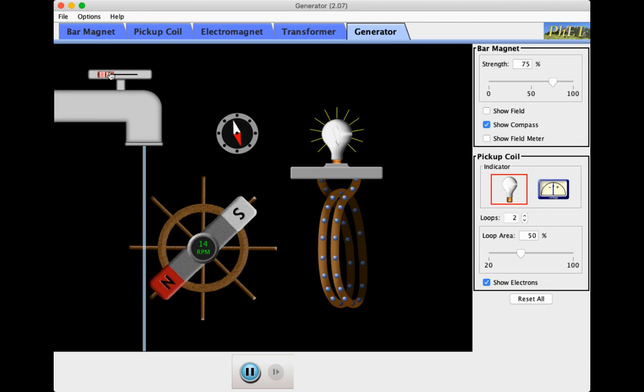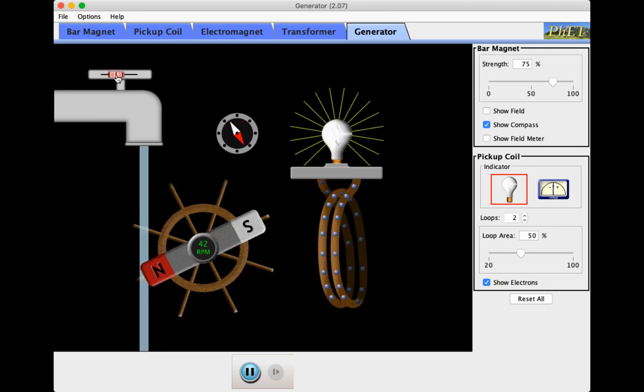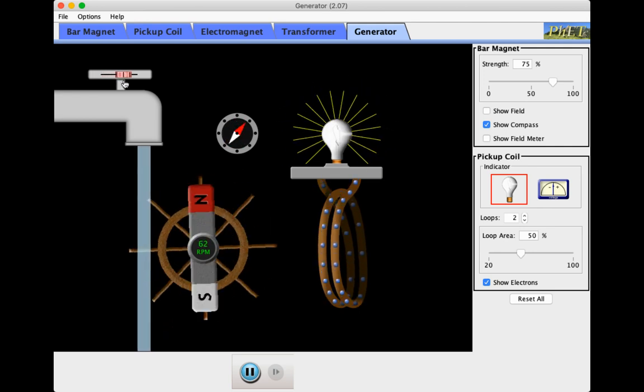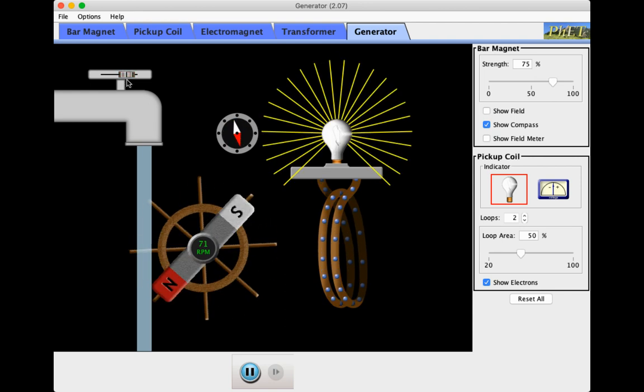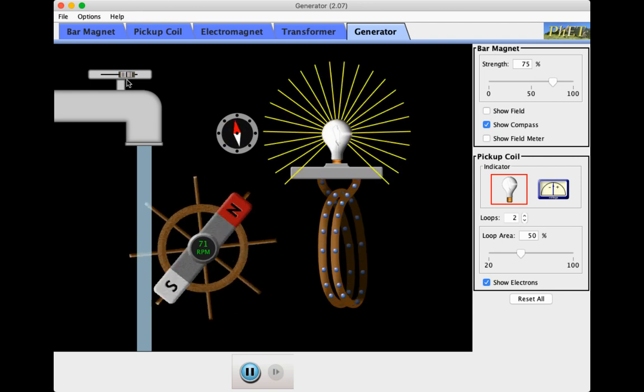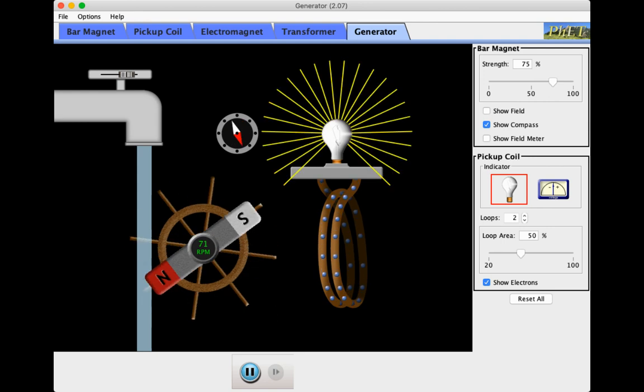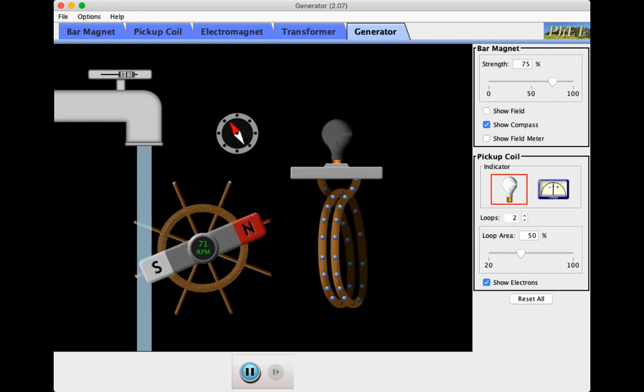Now, if I take the flow of water and I increase it, faster water flow is going to create faster spinning of the wheel. And you should be able to clearly see what that is doing to the light bulb. What does that do to the electrons, and what does that do to the light bulb?